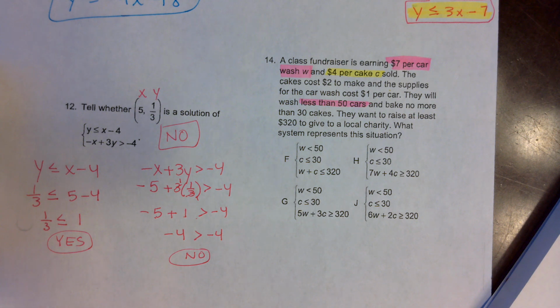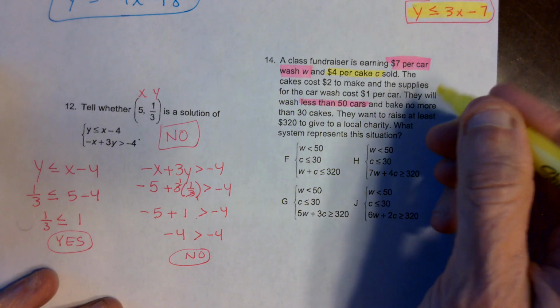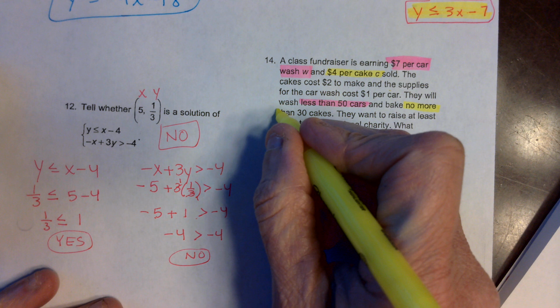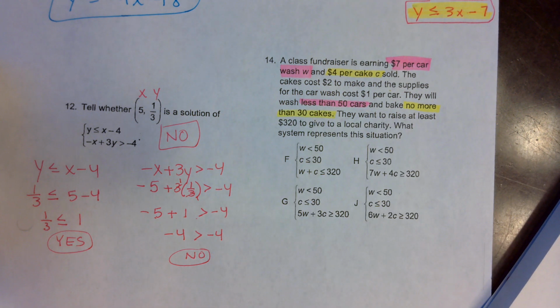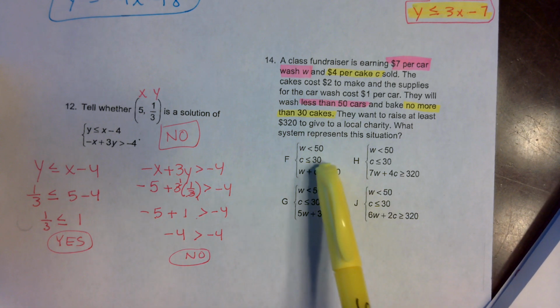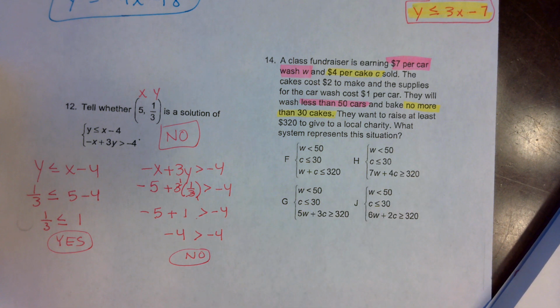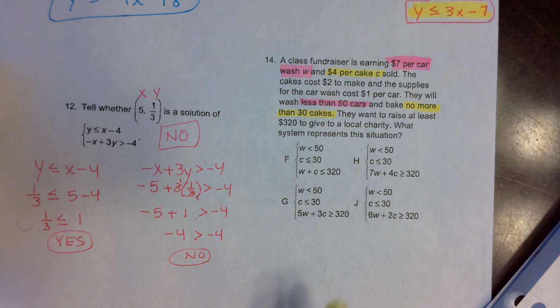And they must bake no more than 30 cakes. And again, yellow because cakes is C. So no more than 30. So that means they're going to make 30 or less. Oh, okay. So far, those are the same in all of them. So we don't have anything ruled out yet. It's the money one. So if you notice, this last one on all these is about the money. It's what they're trying to decide.